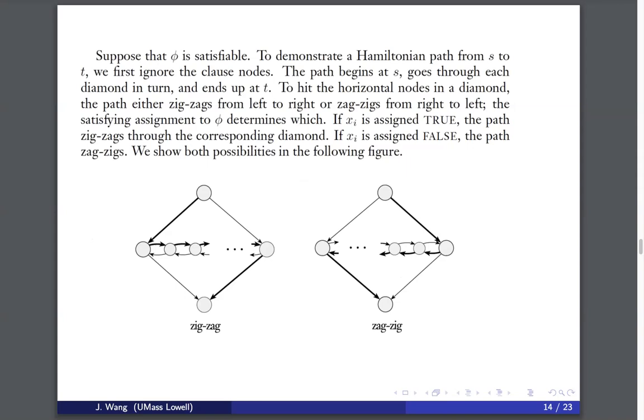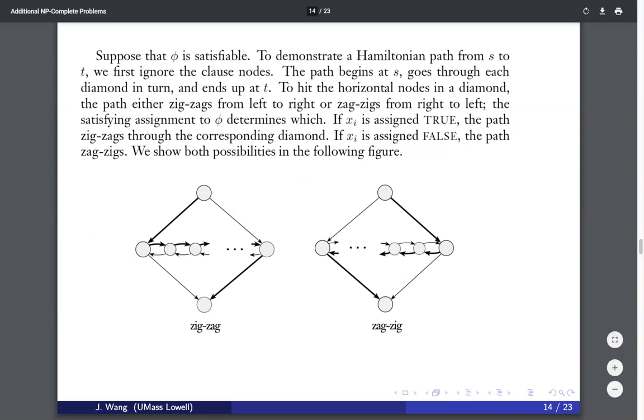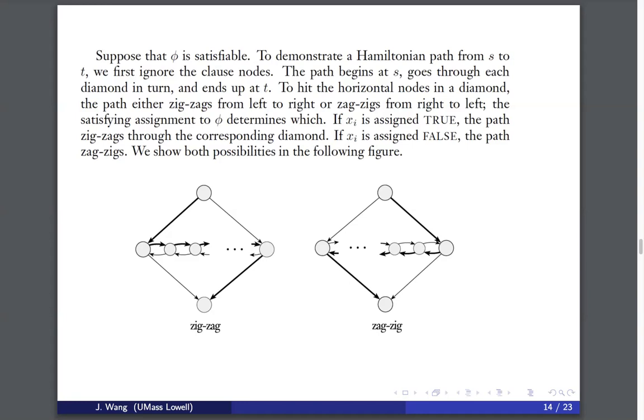So now we'll see how this Hamiltonian path can be formed if the Boolean formula is satisfiable. Suppose that phi is satisfiable, then we can form a path from the initial node, the start node S, to the target node T.